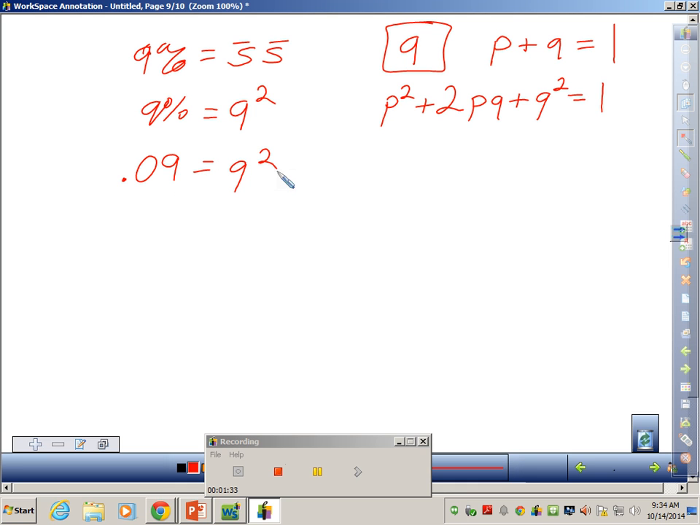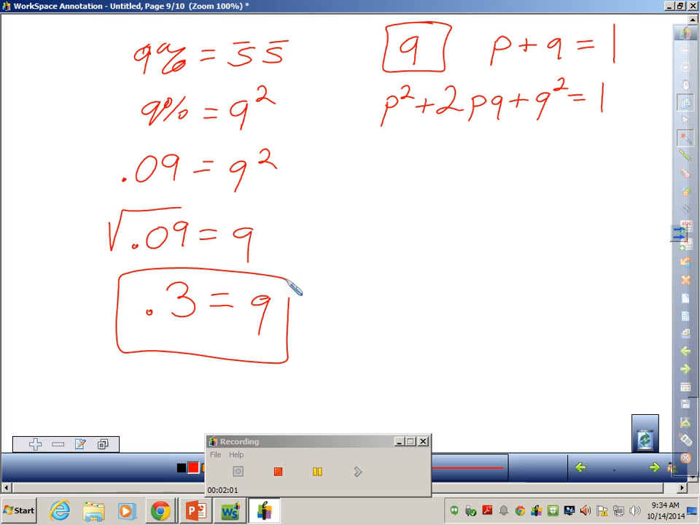Now, the question doesn't ask you for Q squared. It asks you for Q. So if I take the square root of Q squared, I will end up with Q, which is the recessive allele frequency. What is the square root of 0.09? Is it 0.3? Okay, so 0.3 equals Q. So 0.3 is the answer for letter A.